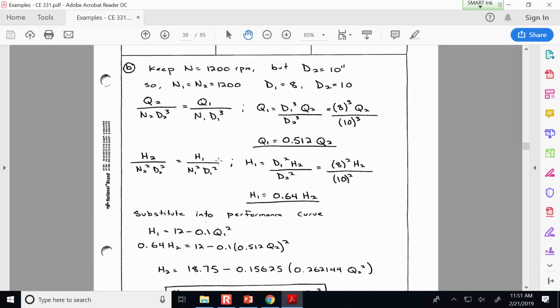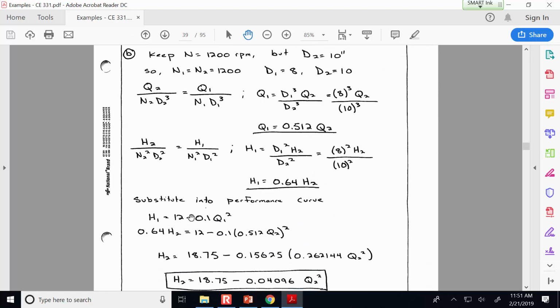So the question is, how do things change if we had the original cutoff head of 12 meters? How do things change if you just basically scale up the pump? And you do get a little bit more cutoff head, but not nearly as much as spinning the original pump at twice the speed. So when we make the ratio between the original flow rate and the flow rate under the second conditions, here we find out that that ratio is going to be 0.512.